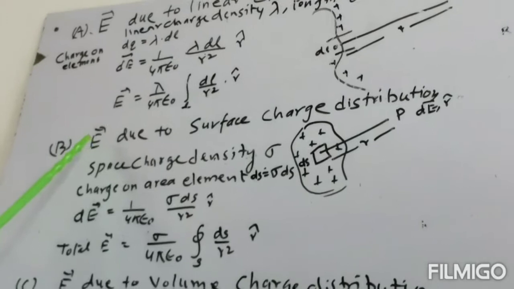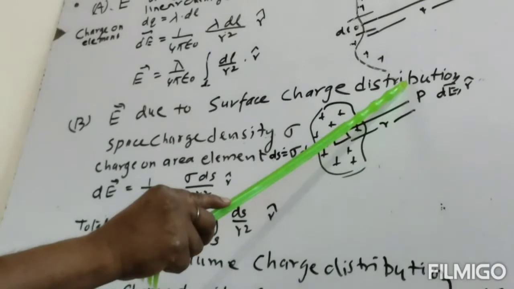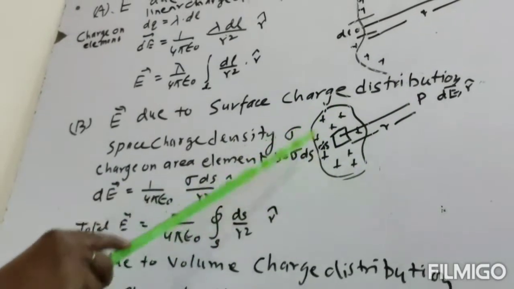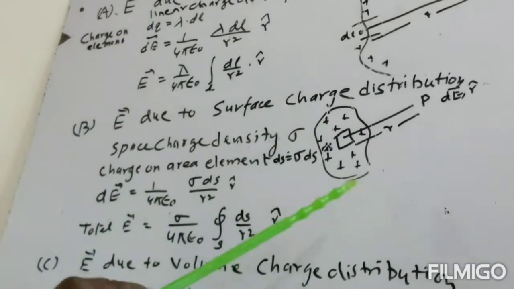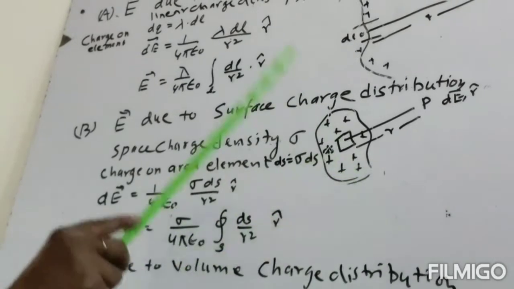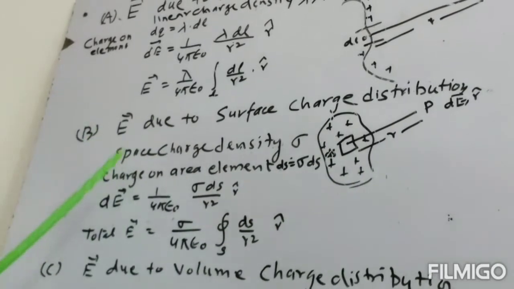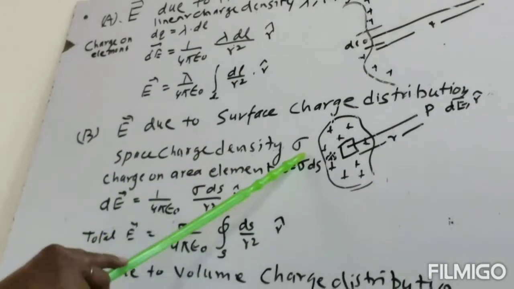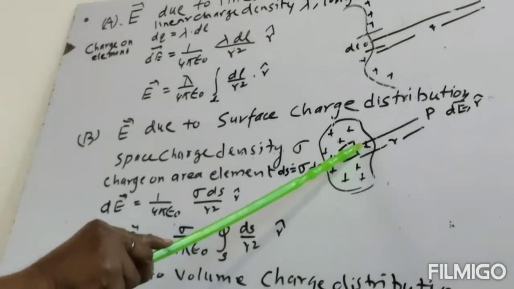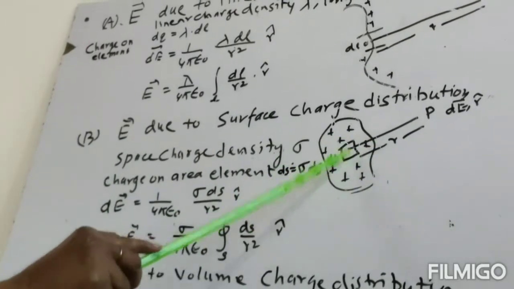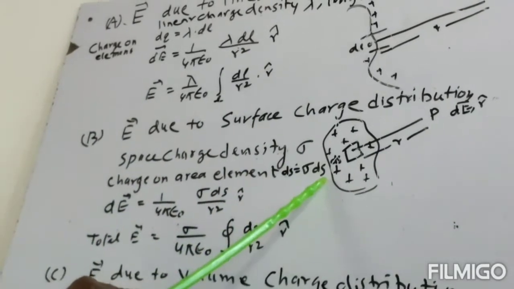Now second, if you want to find the electric field due to a surface charge distribution, we take this surface, and the charge is distributed all over the plate uniformly. So the surface charge density is sigma. We consider a small element whose area is dS. Then the charge on this small area dS will be equal to sigma into dS.